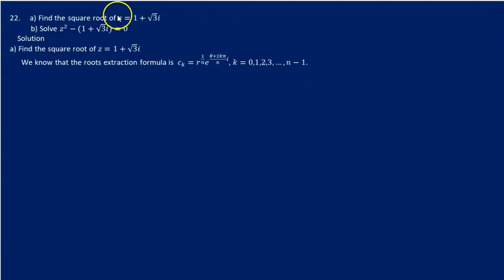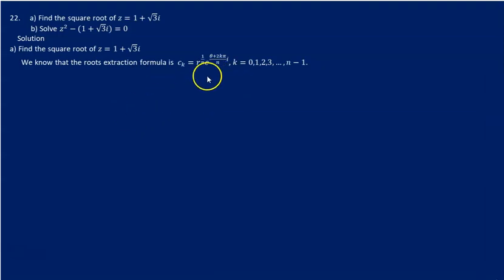Since we are looking for a square root, we have two complex number values. We consider these two values as c0 and c1, because 2 minus 1 is 1, it ends here. So we'll never consider 2, 3 and more than that. So we have two different roots that give the solution for letter A. The first is the case where k is 0, and the second is the case where k is 1.